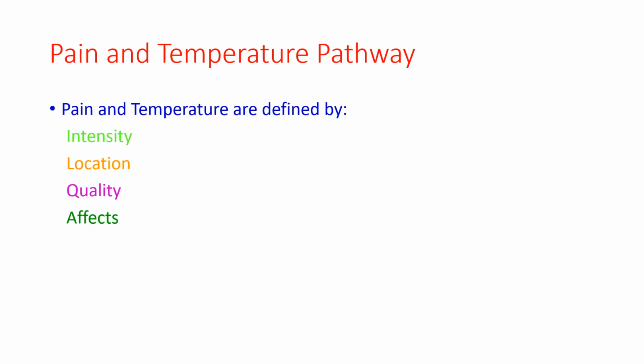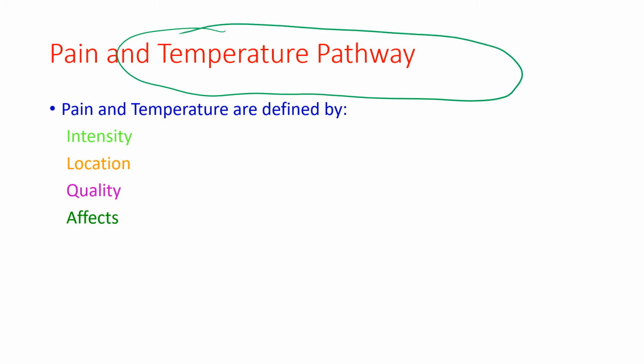The first series of pathways that we are going to be looking at are the pain and temperature pathways. The good news is that pain and temperature use the same pathway. It is just going to be based primarily on the receptor that determines whether this is a pain pathway or a temperature pathway. When we look at these pathways, what I want you to keep in the back of your mind is that the nervous system needs to be able to sort out pain and temperature in four different modalities.